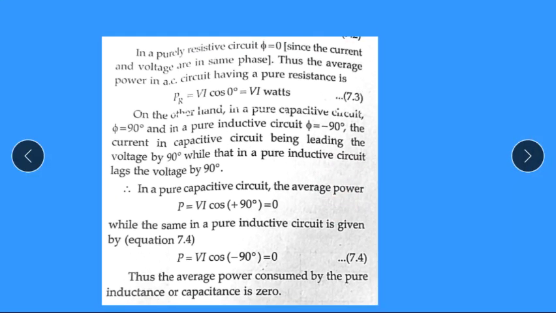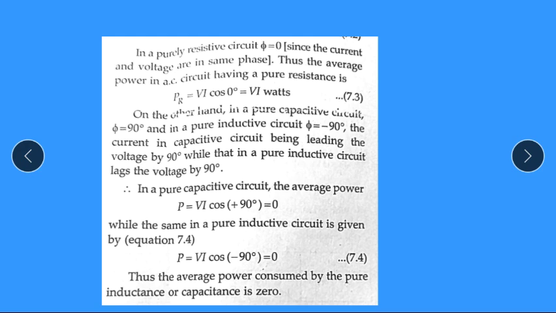The value of phi depends on the circuit. Phi is equal to 0 when the circuit is a pure resistive circuit, because voltage and current are in the same phase. Thus, average power in an AC circuit having a pure resistance is P equal to VI cos 0 degree. Cos 0 is equal to 1, so P is equal to VI watt, where watt is the unit of power. In the second case, in a pure capacitive circuit, phi is equal to 90 degree, and in a pure inductive circuit, phi is equal to minus 90 degree.